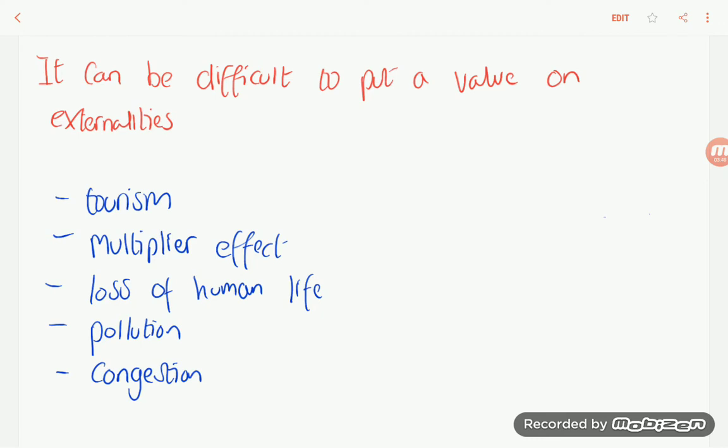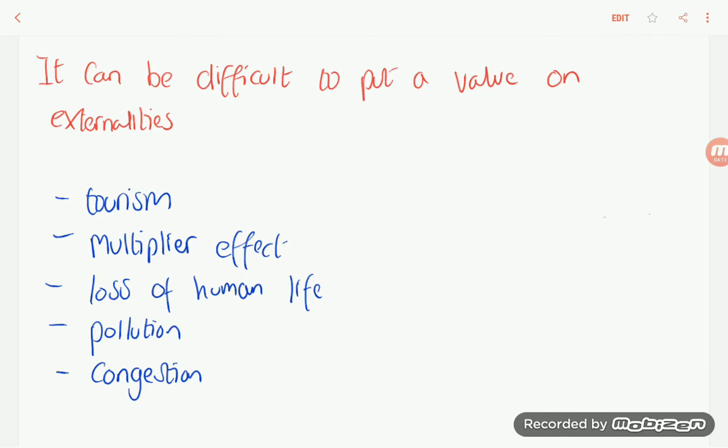Loss of human life. This is one of the most difficult things to include. People may argue that human life is priceless, but for the purpose of a CBA, it needs to be given a value. For example, a human life may be given a value in terms of estimated earnings for a person's remaining working life. However, this does not take into account the effect that that person has on their family and friends, or anything else they might have enjoyed or achieved in their life.